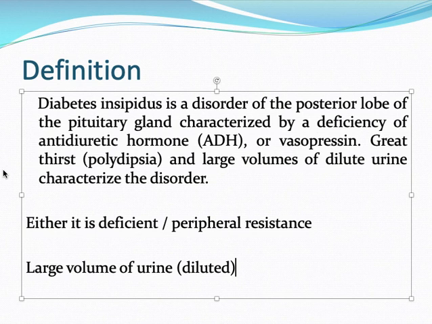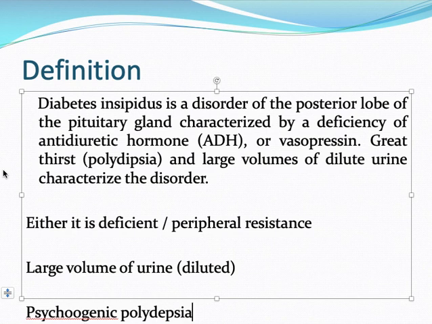And that's all. There is one more condition, which is called psychogenic polydipsia, which means someone who is drinking too much water. And of course, when you drink too much water, there will be more urine formation and more urination, and the person will keep on going to urinate again and again and again.